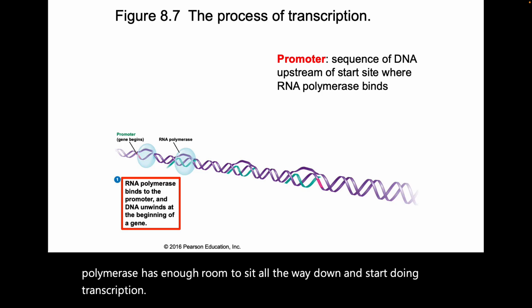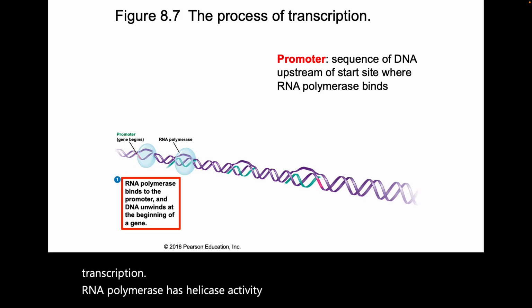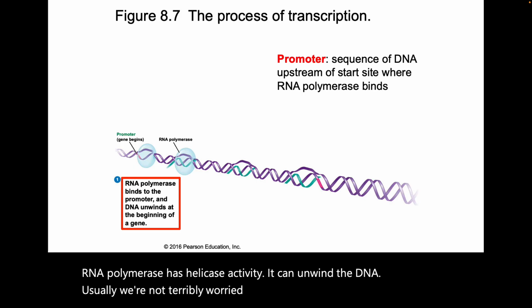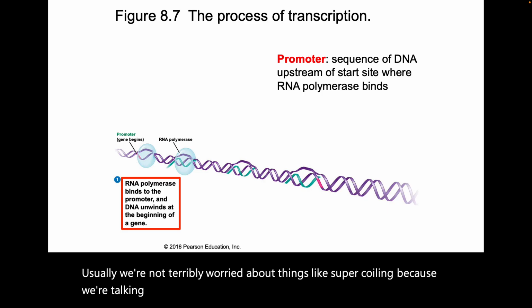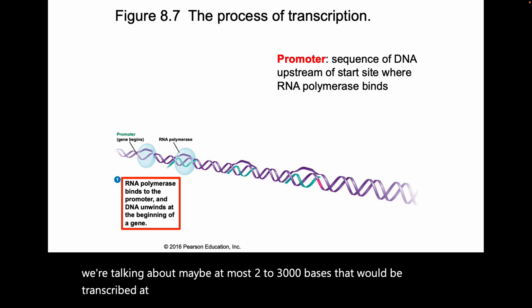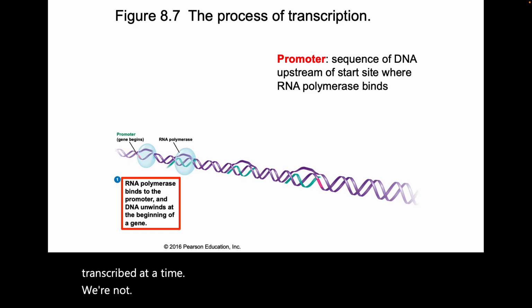RNA polymerase has helicase activity. It can unwind the DNA. Usually we're not terribly worried about things like supercoiling because we're talking about maybe at most 2,000 to 3,000 bases that would be transcribed at a time. We're not talking millions of base pairs here. Most, especially prokaryotic genes, are very small.